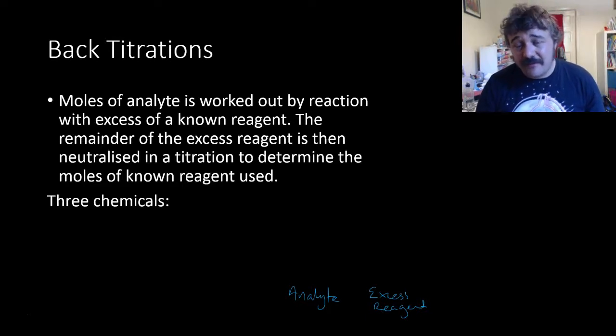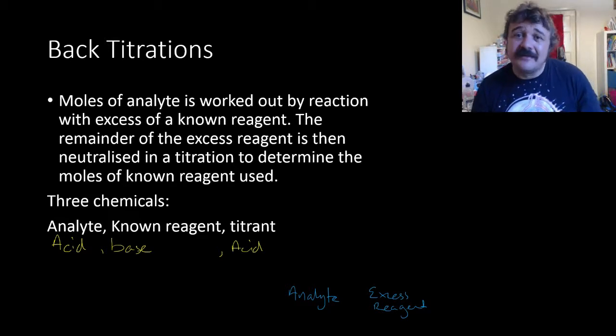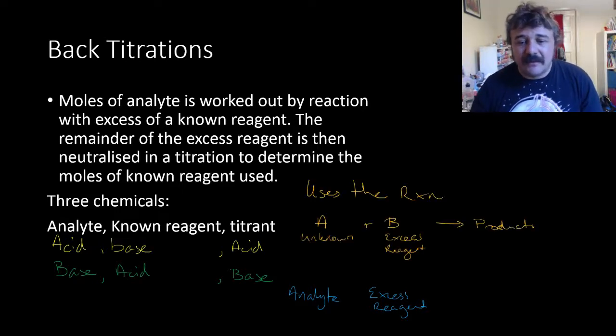So there are three chemicals. There is the analyte, there is the reagent, the known reagent, and then there's the titrant, which we work against. Now you'll know the reagent and the titrant concentrations. So basically, we can have one that will act as an acid, then a base, then an acid, or base, acid, base, and that's the way we go. So we react our unknown with our excess reagent.